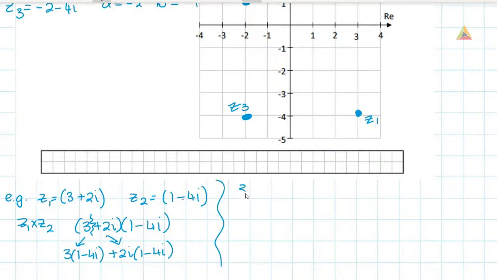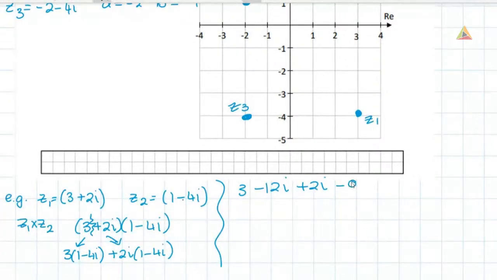So 3 ones are 3, plus 3 by minus 4i gives me minus 12i, plus 2i by plus 1 gives me plus 2i, and plus 2i by minus 4i gives me minus 8i squared. And again, like goes with like, so I see that I've got two imaginary parts already. I have minus 12i and plus 2i, so they go together. So we'll say minus 12i plus 2i gives me minus 10i minus 8i squared.